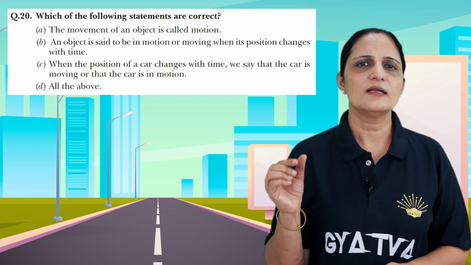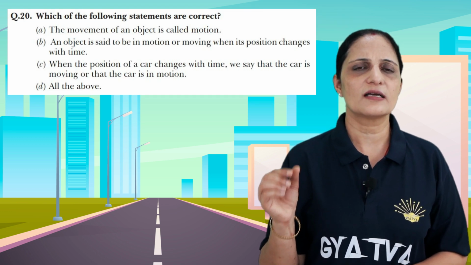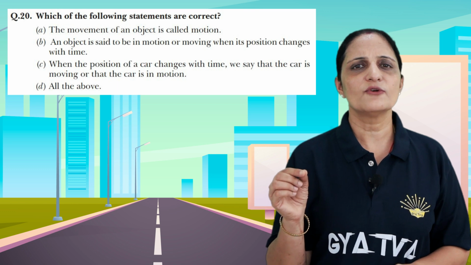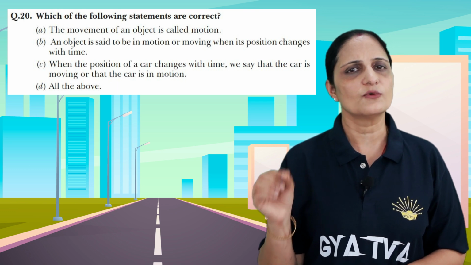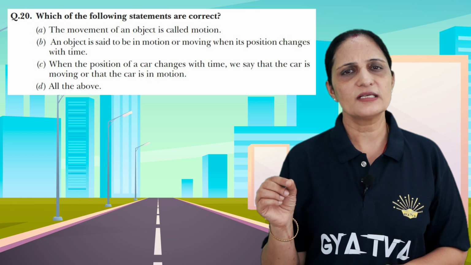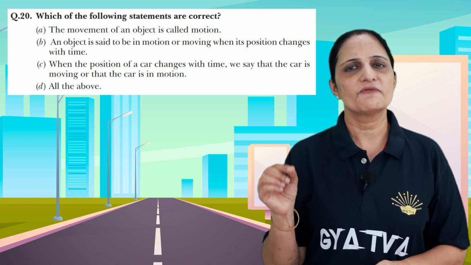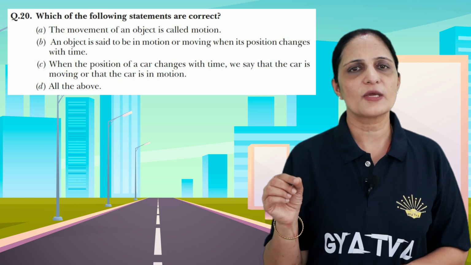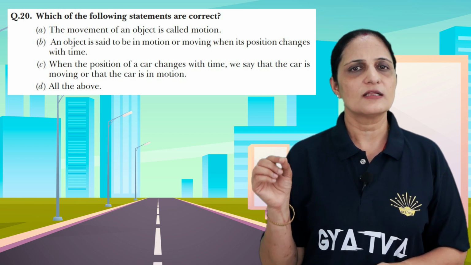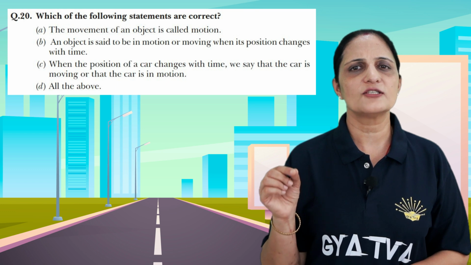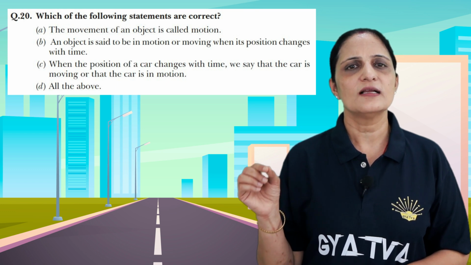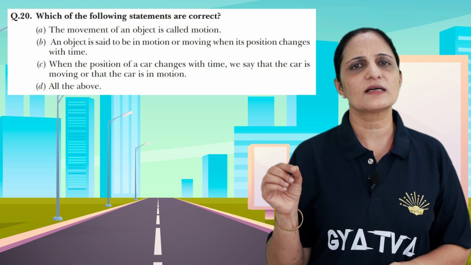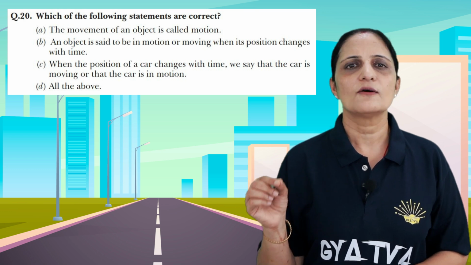Question number 20. Which of the following statements are correct? First option, the movement of an object is called motion. Second, an object is said to be in motion or moving when its position changes with respect to time or with respect to a reference point. Third, when the position of a car changes with time, we say that the car is moving or that the car is in motion. All of the above.